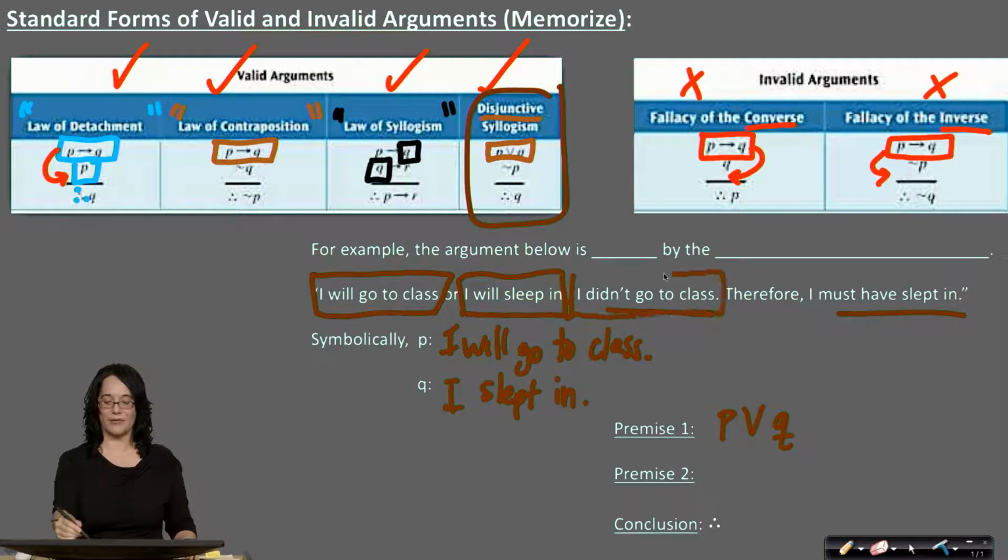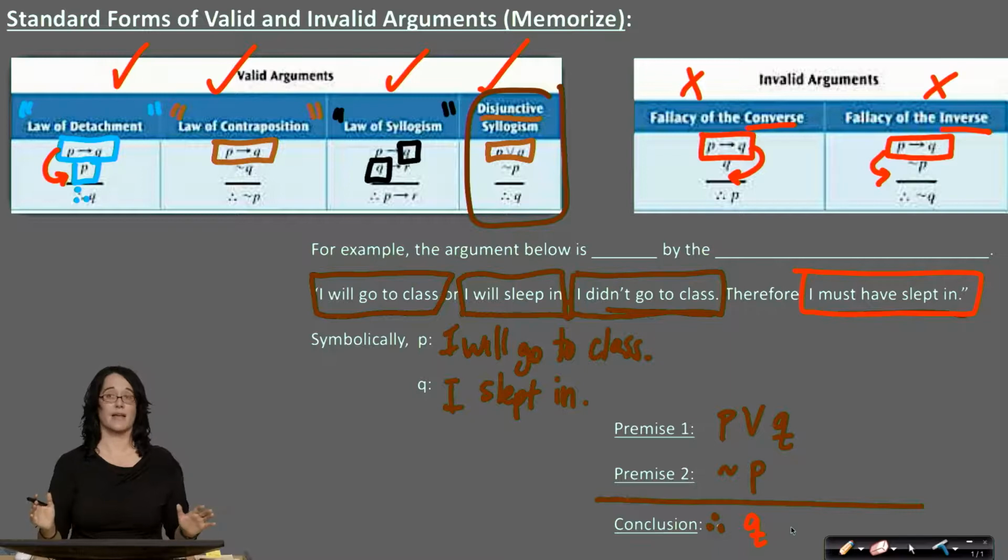I did not go to class. So statement 1 was our premise 1. Statement 2 was, I did not go to class. So that would be the negation of which letter? This is really important. It's P, right? Negation of P. Okay, so typically we put a big line underneath our premises, and then we have our conclusion with our little triple triangle of dots here. Therefore, what should be the conclusion? I must have slept in. So that would be letter Q, we said.